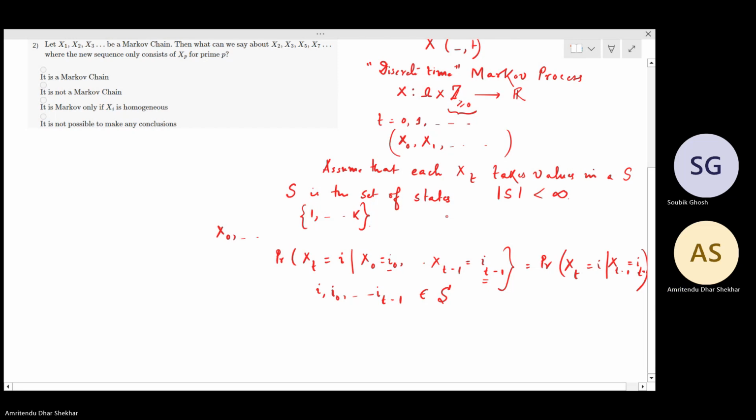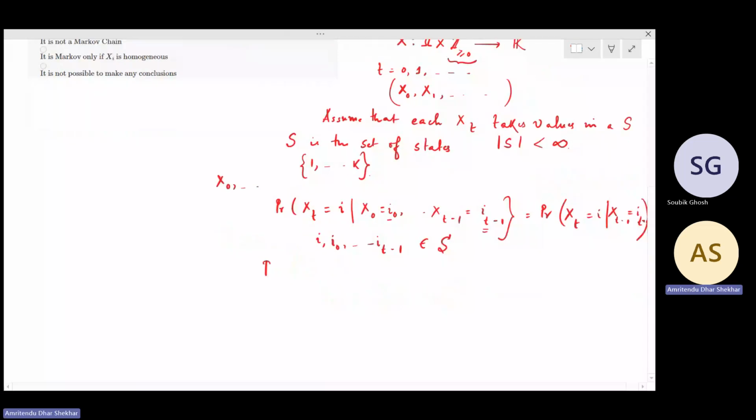Furthermore, if this probability of xt equals i, given that xt minus 1 equals j, is independent of time, independent of t, then we call it a homogeneous Markov chain.